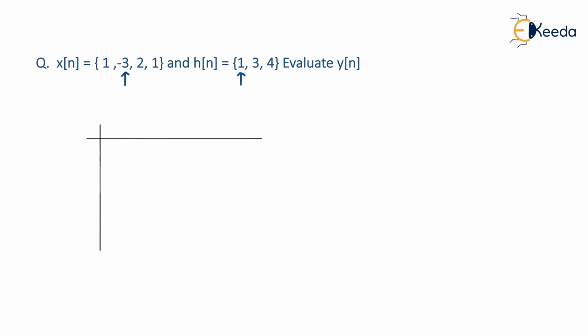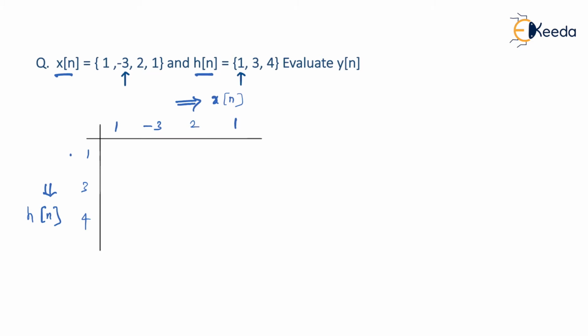So 1, -3, 2, 1 are elements of x of n, and 1, 3, 4 are elements of h of n. See the arrow mark very carefully. The arrow mark indicates n equal to 0 position, right? So what I'll do, I'll write x of n here, and I'll be writing h of n here. So x of n elements are 1, -3, 2, 1, and h of n elements are 1, 3, 4. As I said, just go on multiplying them row and column wise.